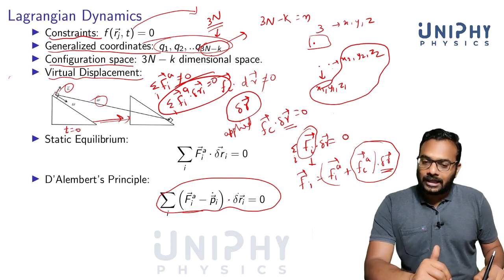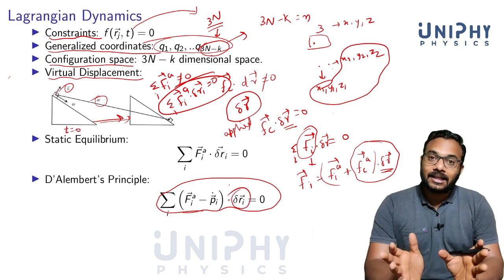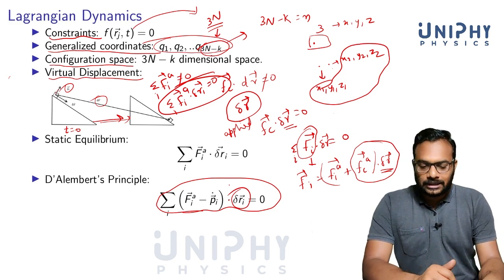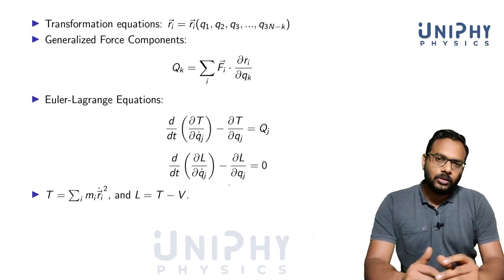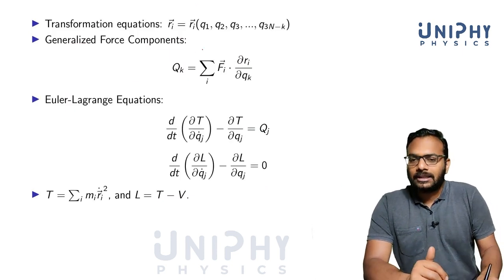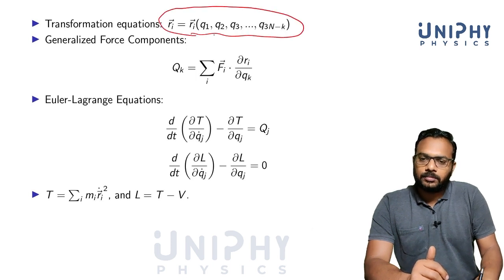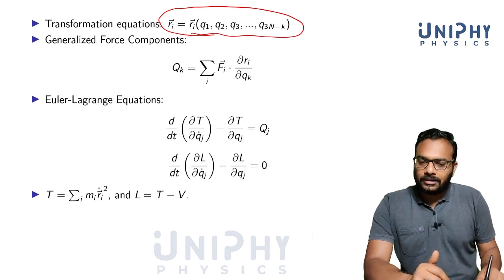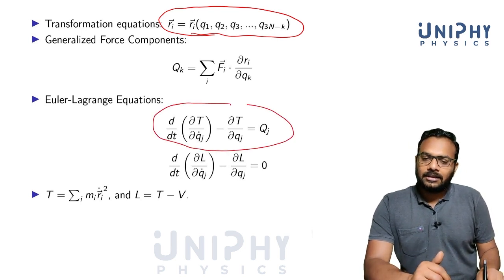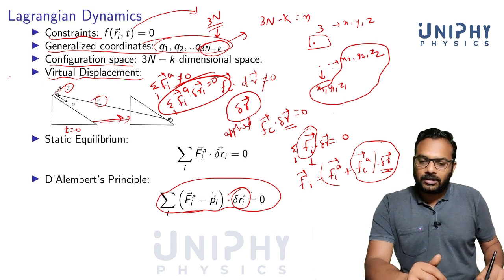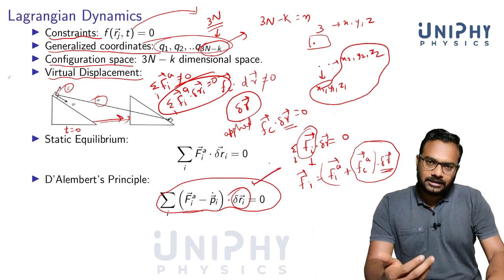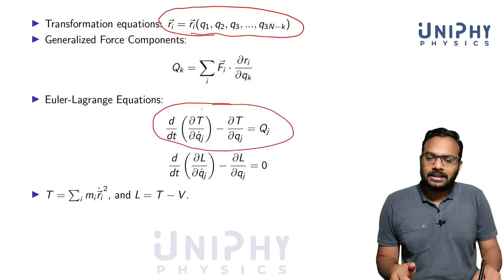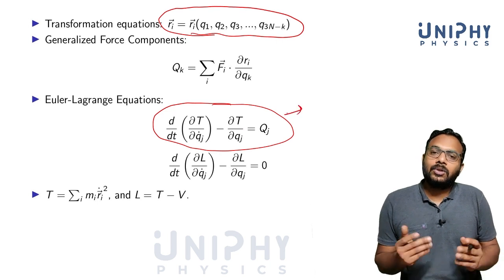Once you have this, we can write this delta Ri vector in terms of the generalized coordinates, because delta Ri are not all independent. You will have some transformation equations to go from Cartesian to generalized coordinates, generally of this form. Then you make a small rearrangement, and from the D'Alembert's principle, by substituting for the generalized coordinates and doing some algebra, you reach this equation. This is also the equation of motion.